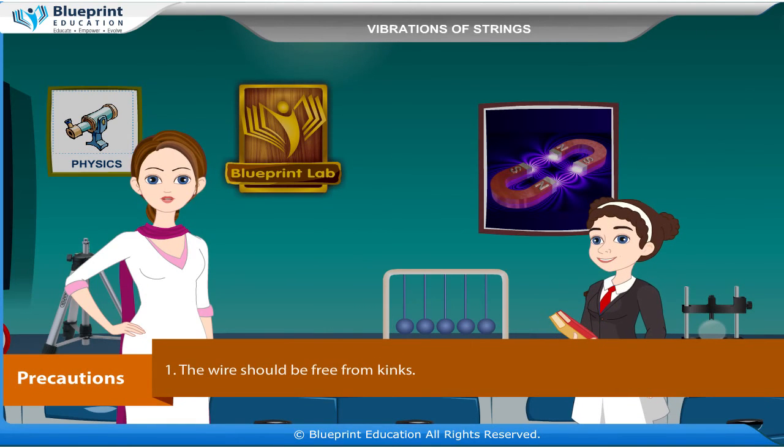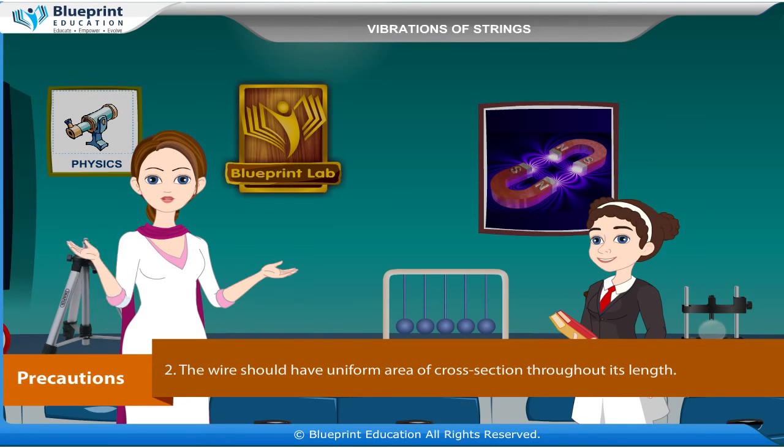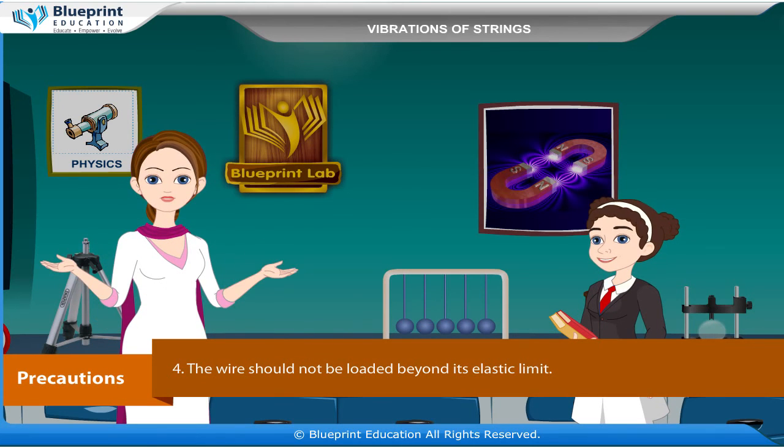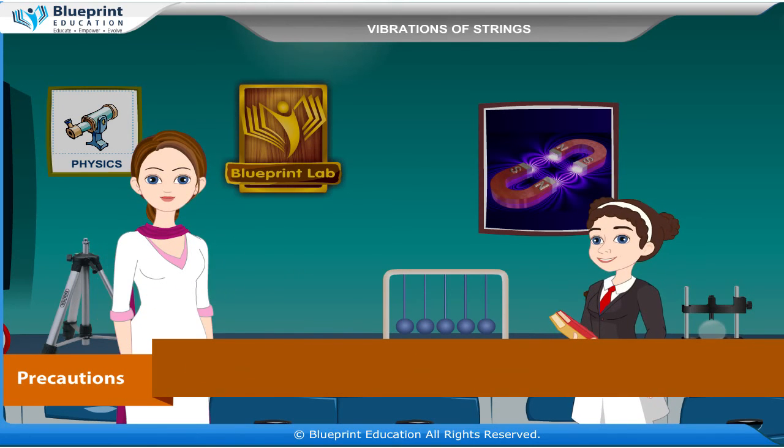Precautions: the wire should be free from kinks. The wire should have a uniform area of cross-section throughout its length. The pulley should be frictionless. If not, then oil it. The wire should not be loaded beyond its elastic limit. The paper rider should be always kept in middle of the wire between the bridges.